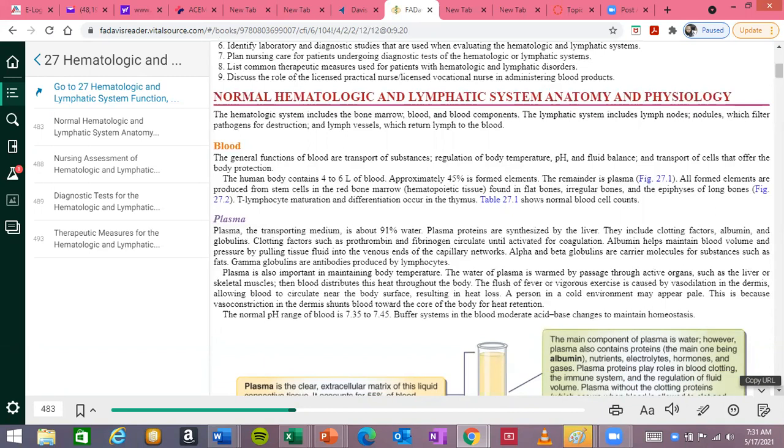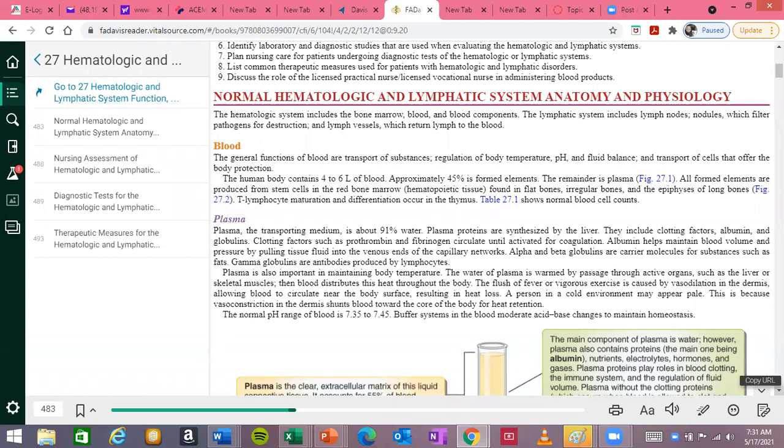The hematologic system includes the bone marrow, blood, and blood components. The lymphatic system includes lymph nodes, nodules, which filter pathogens for destruction, and lymph vessels, which return lymph to the blood. The general functions of blood are transport of substances, regulation of body temperature, pH, and fluid balance, and transport of cells that offer the body protection.